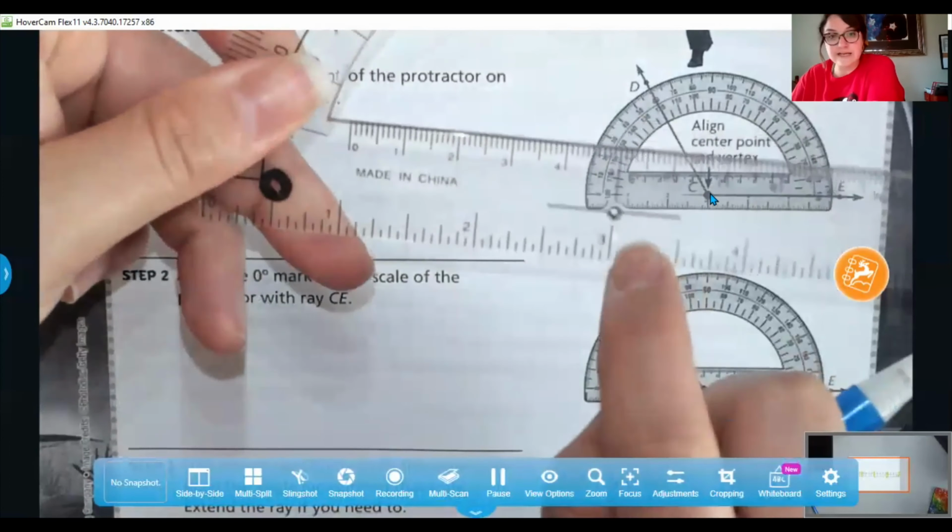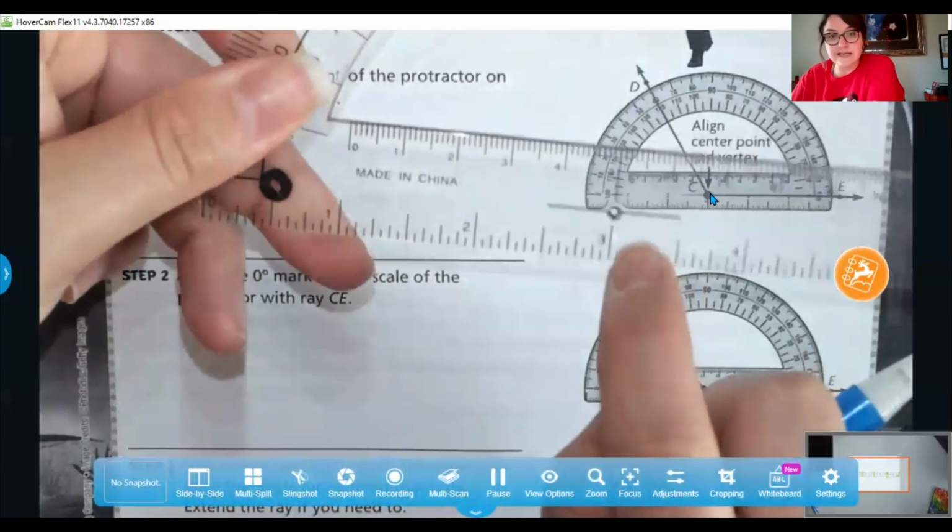And when I put the center point there, notice how I line this line up with zero over here. That's very important that our base is zero, which is exactly what step two says, to align the mark on the scale of the protractor with the ray CE. So that lines up right there.